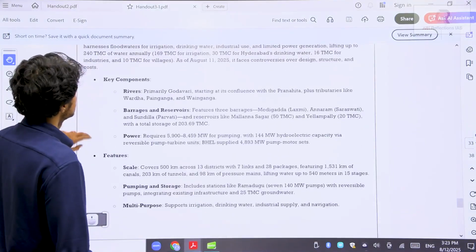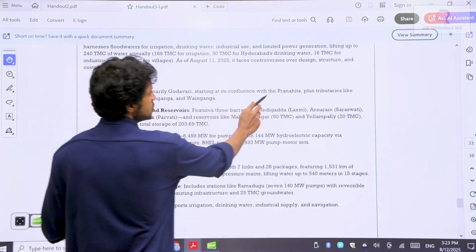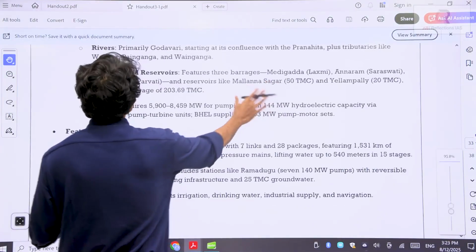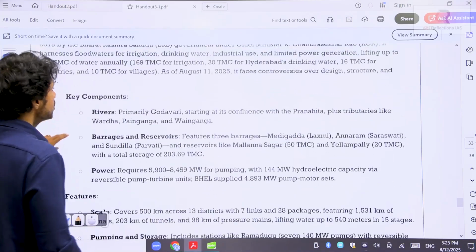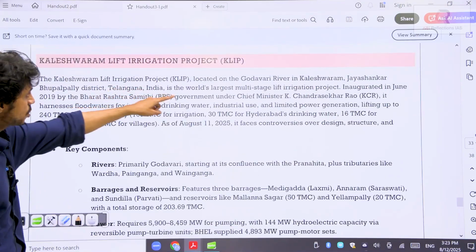Godavari and the Pranahita river. See, primarily Godavari starting at this confluence with the Pranahita, and there are certain other tributaries also in this journey: Varda, Penaganga and the Venaganga. Okay. So what is this Kaleshwaram lift irrigation project located on the Godavari river?